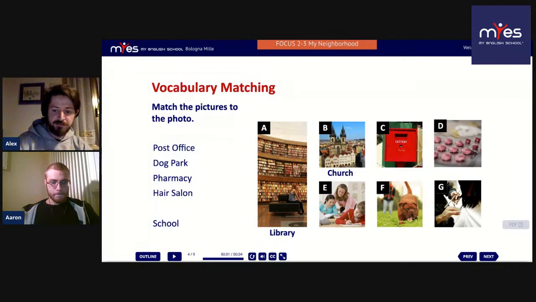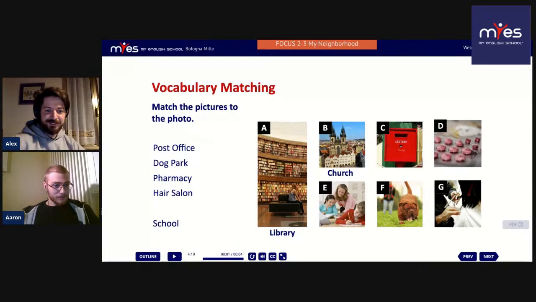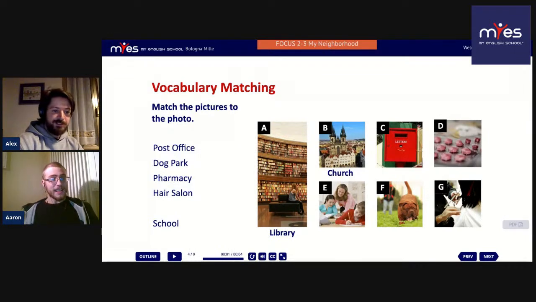Is there a library in Bologna? Yes, there is a very big and famous library. It's called Sala Borsa. Exactly. And the special part of Sala Borsa is that underneath the library, there are some Roman ruins. Have you visited them? Yes, I have. I went there with some friends. Nice. Please come to Bologna and see it.